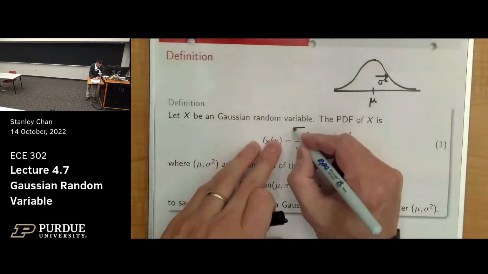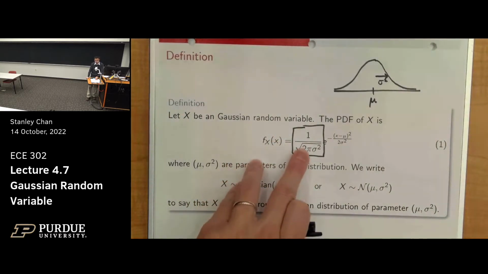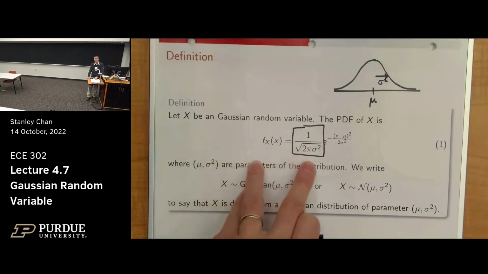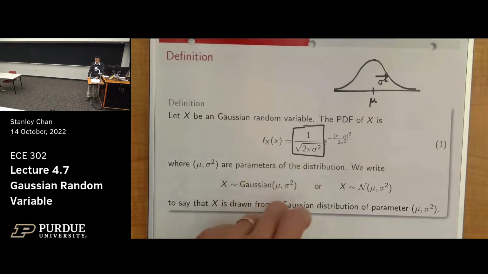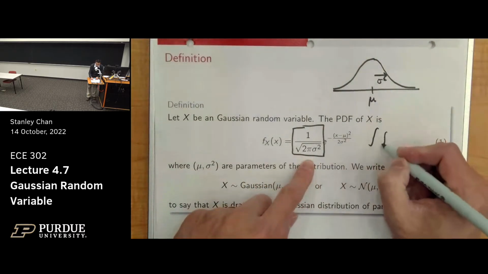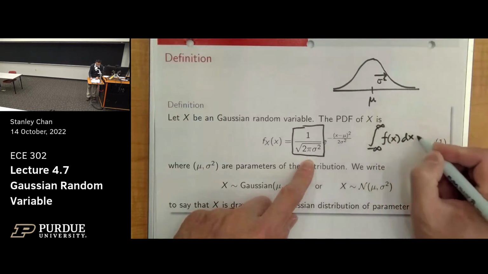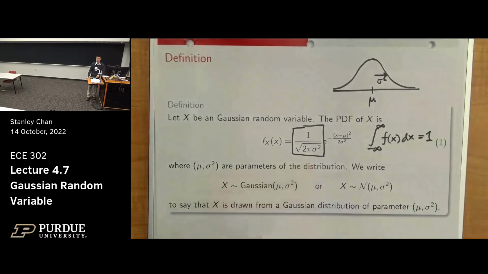There is a constant in front of the Gaussian PDF, and this is 1 over square root of 2 pi sigma squared. And this constant is there to ensure that if you take the integration of f(x) dx from minus infinity to plus infinity, this is going to give you 1. And so we need to have this constant.